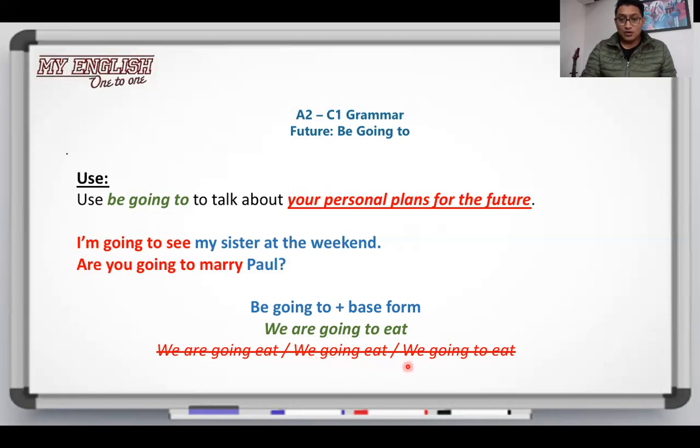And here, we going to eat. That's another very common mistake. What is the problem here? We're forgetting the verb to be. We are going to eat. Okay, remember we have to respect the sequence be going to, and then use the base form of the verb. Yeah, the base form of the verbs are the verbs without the to.